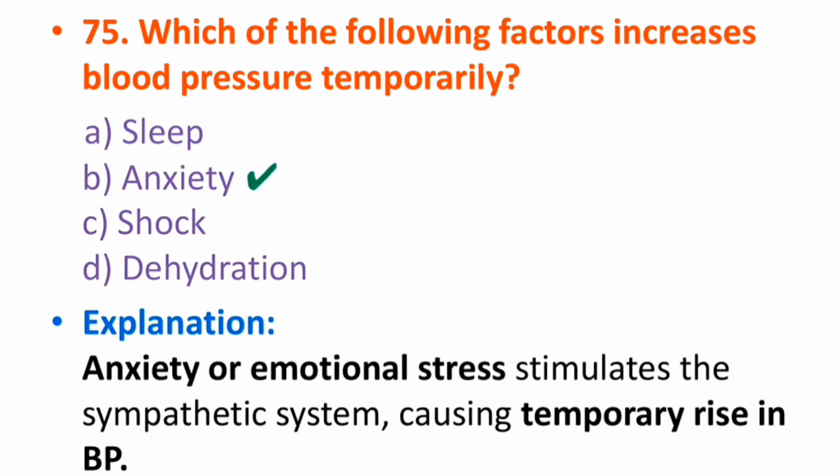Which of the following factors increases blood pressure temporarily? Option A, sleep. Option B, anxiety. Option C, shock. Option D, hydration. The correct answer is option B, anxiety. Anxiety or emotional stress stimulates the sympathetic system, causing a temporary rise in blood pressure.